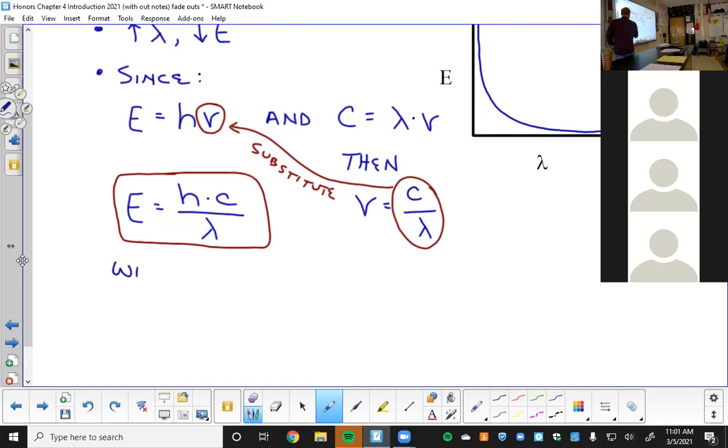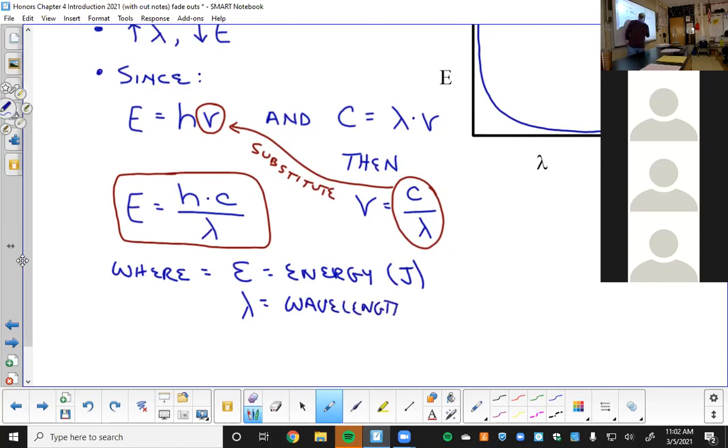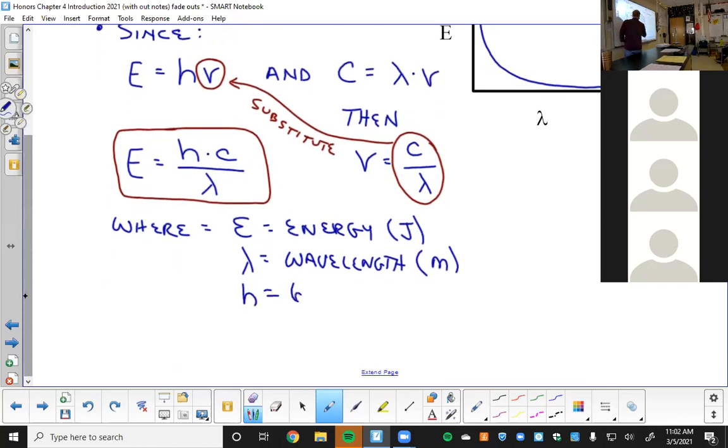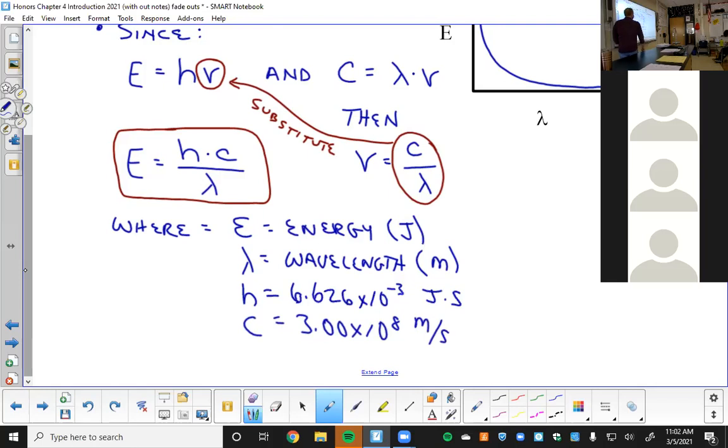So the last thing is, of course, that's energy, and it's got to be in joules. That's wavelength, that's got to be in meters. h is 6.626 × 10⁻³⁴ joules times seconds, which is why we have to use joules for our energy. And c is 3.00 × 10⁸ meters over seconds. And again, that's why we have to use meters when we plug in numbers for our wavelength.